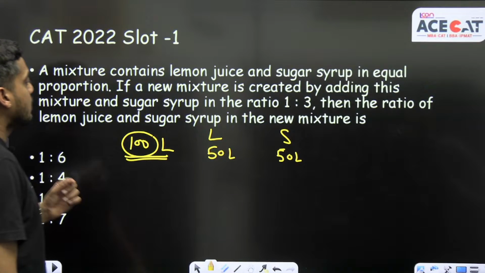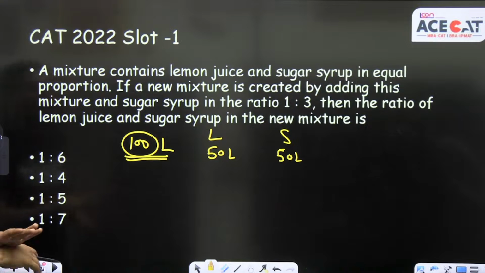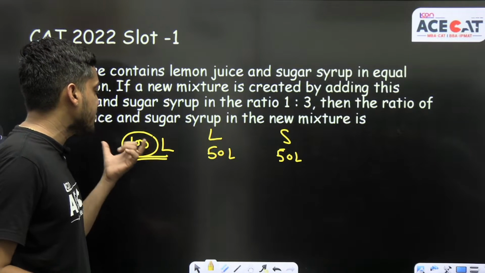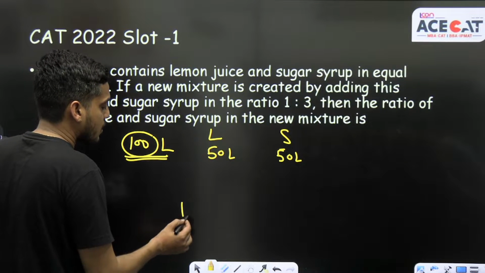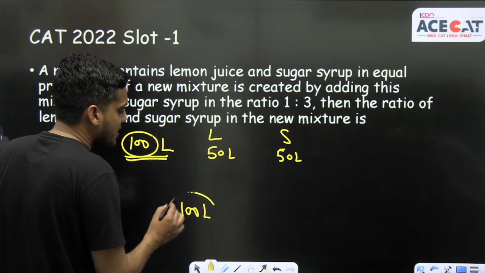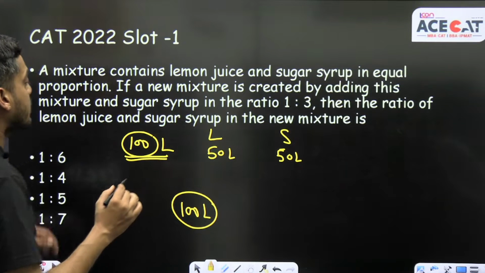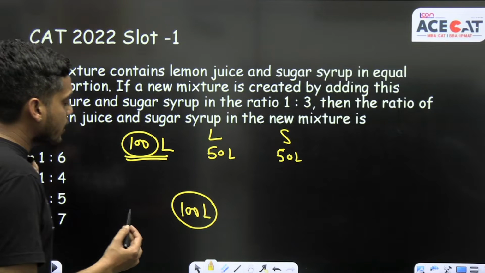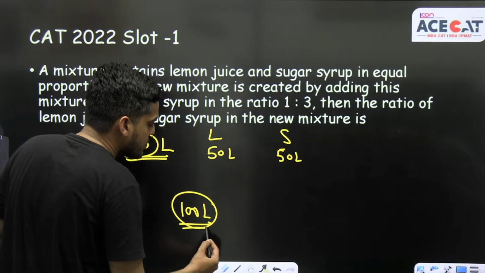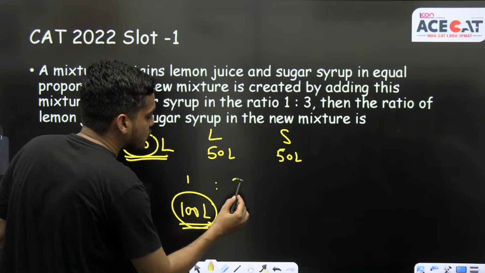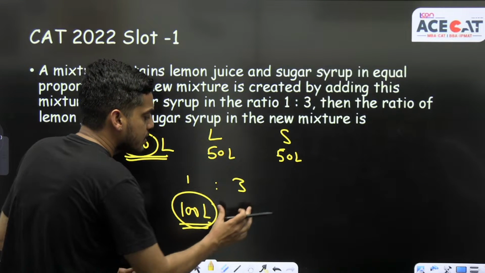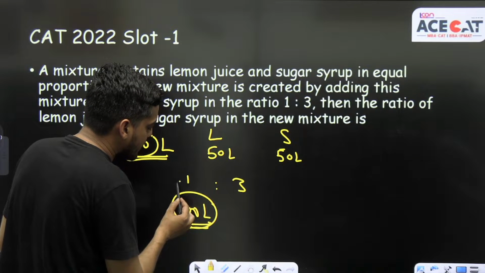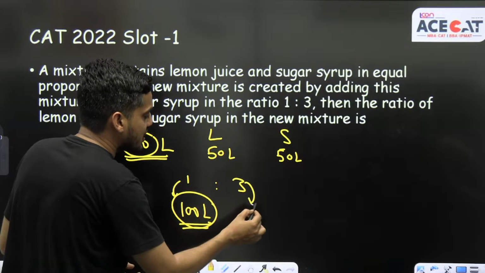Now, if a new mixture is created by adding this mixture, what is the quantity of this mixture? You will say 100 liter. You will take this 100 liter entirely, and mix this mixture and the sugar syrup in the ratio of 1:3. So you need to maintain the ratio of 1:3. This is the initial mixture, this is sugar syrup. So if 1 unit equals 100 liter, then 3 units must be 300 liter.